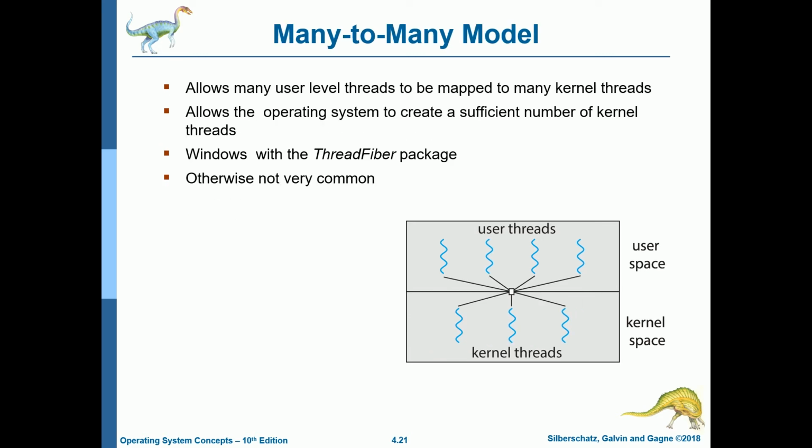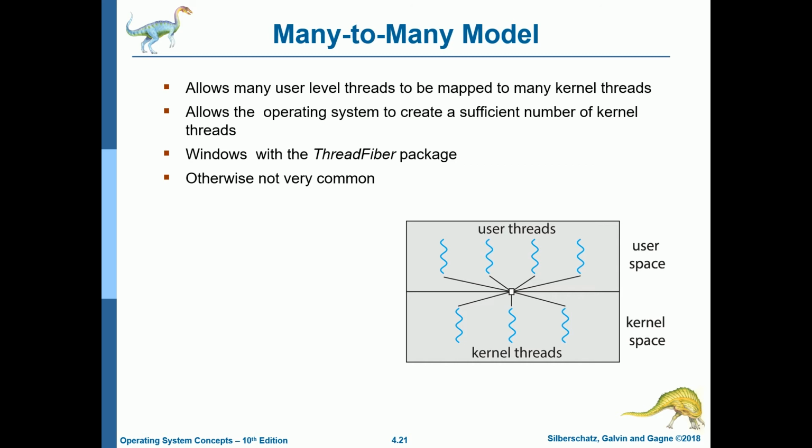So now we introduce the many-to-many model, and this allows many user threads to be mapped to many different kernel threads. This multiplexes many user threads to a smaller or equal number of kernel threads. The number of kernel threads may be specific to either a particular application or to a specific machine.